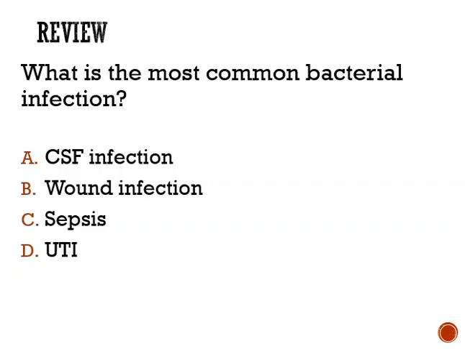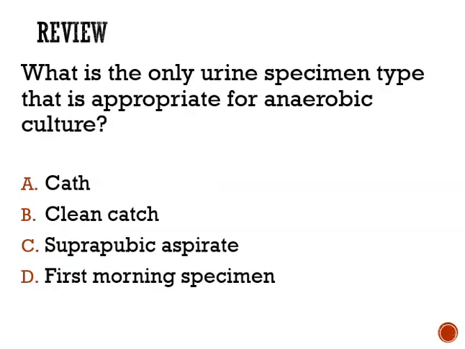Okay, a couple of review questions here. Most common bacterial infection is a UTI. What's the only urine specimen type that would be appropriate for an anaerobic culture? And that's a suprapubic aspirate. And remember, that's the one where they stick the needle in through the belly, it goes to the bladder, and it pulls out the urine sample.